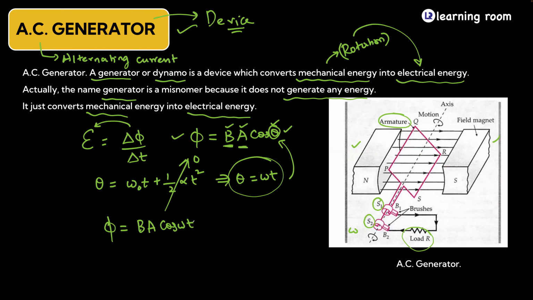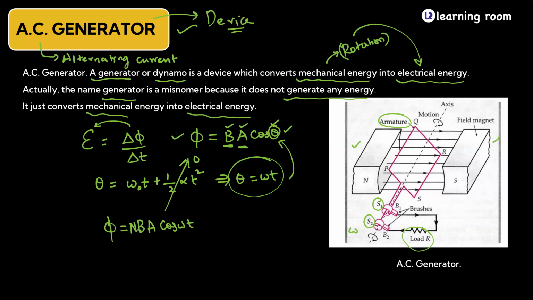I'm using the word coil. It is not a loop. It should definitely be a coil. One loop cannot produce that much value of current. Right? So if I take n number of turns, what is going to be the total flux? It will be n times BA cos of omega t.